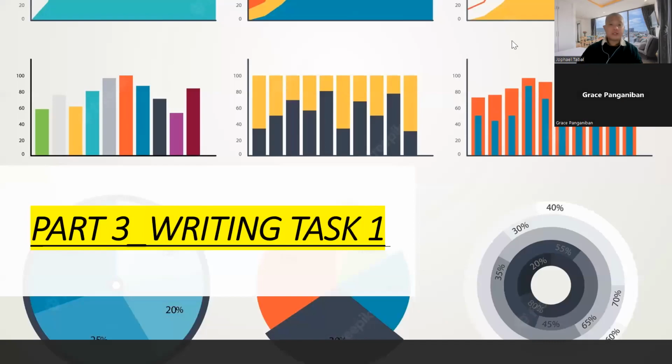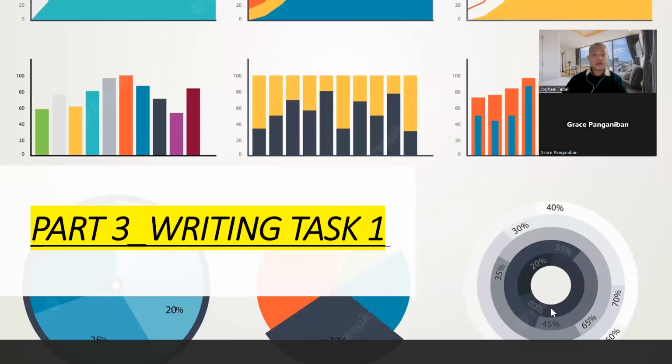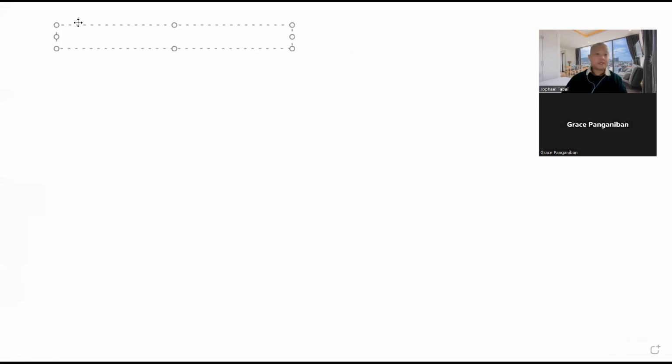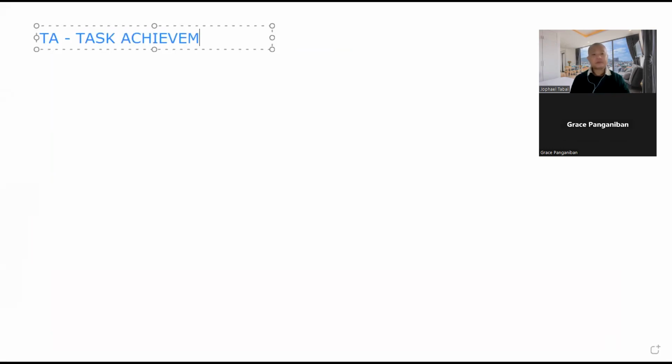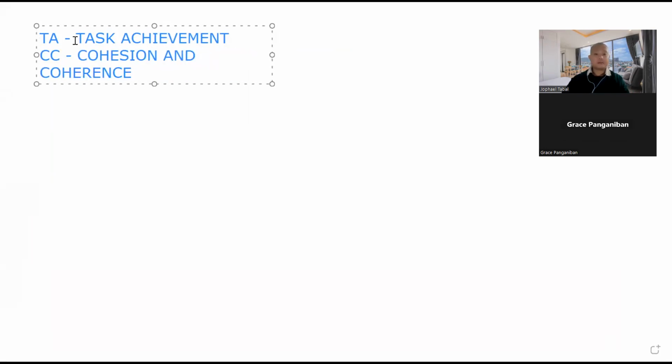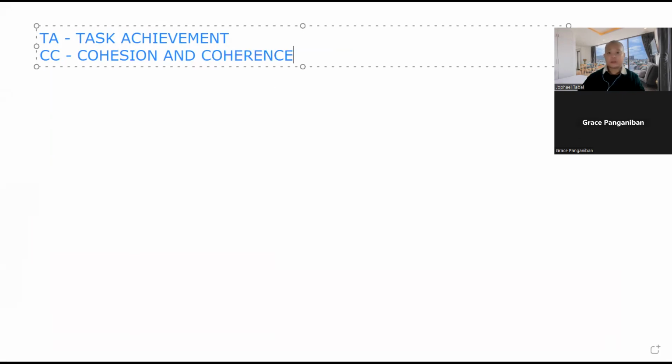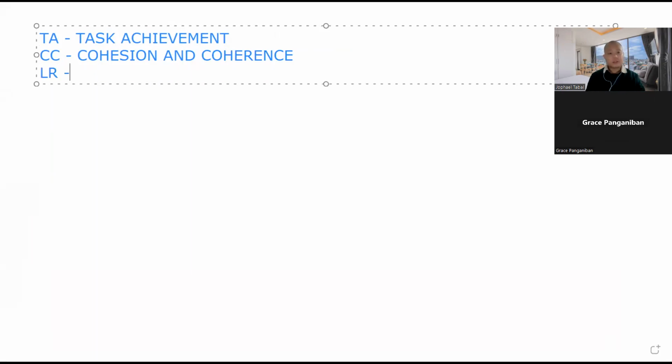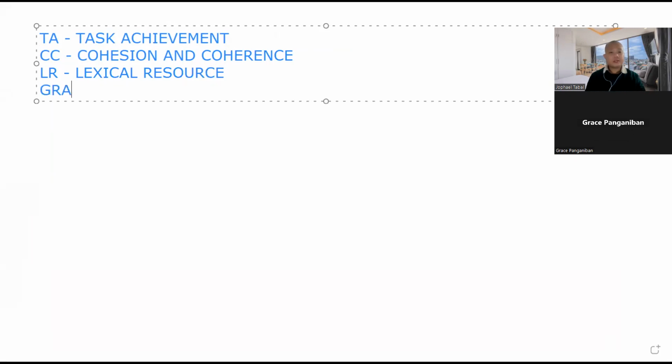So for writing task one, these are the criteria that the students are graded in the writing task. It starts with TA, or task achievement, then followed by the CC, or cohesion and coherence. Then we have LR, or lexical resource. And we have GRA.